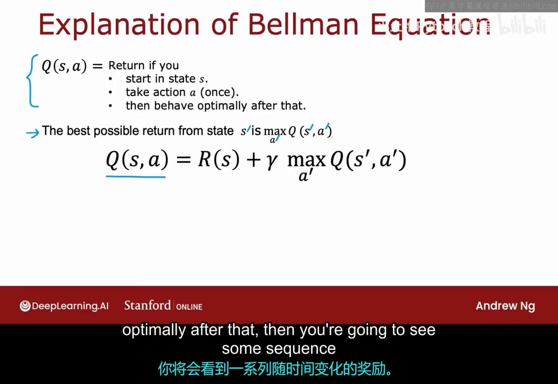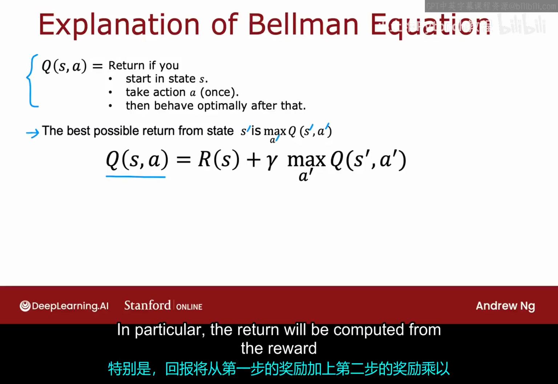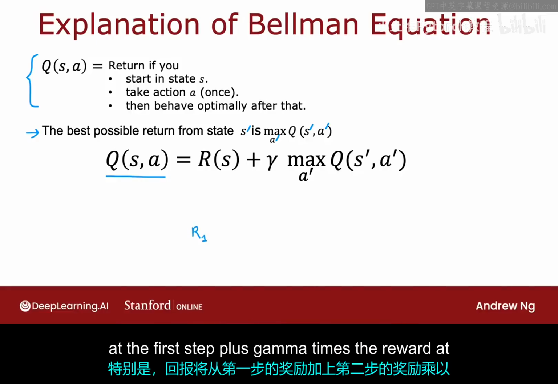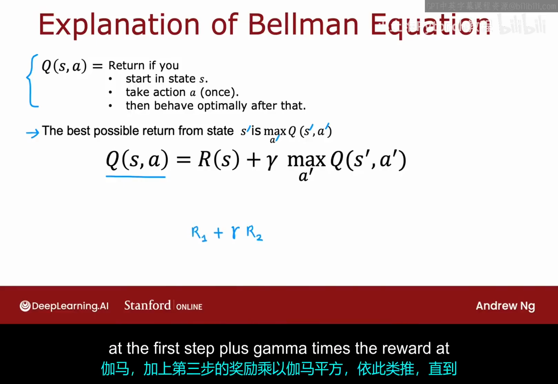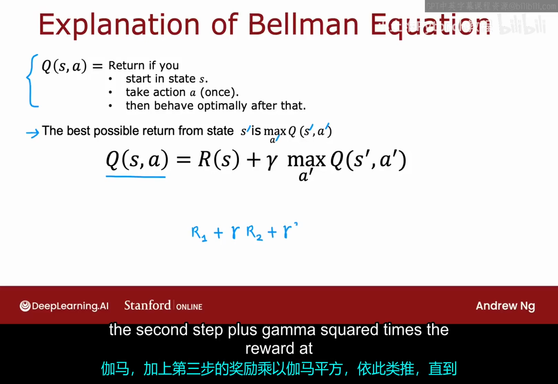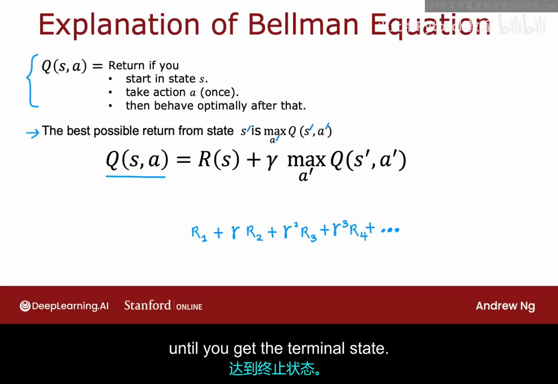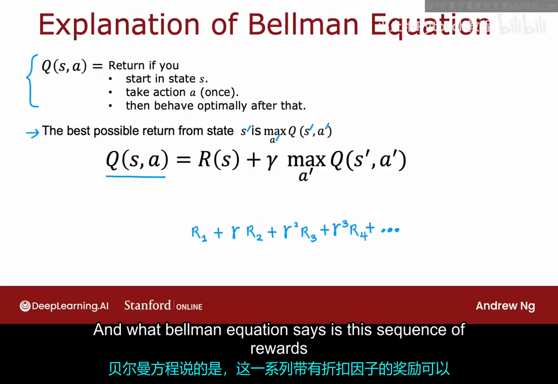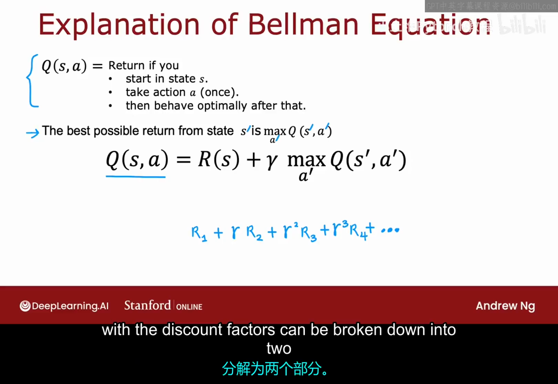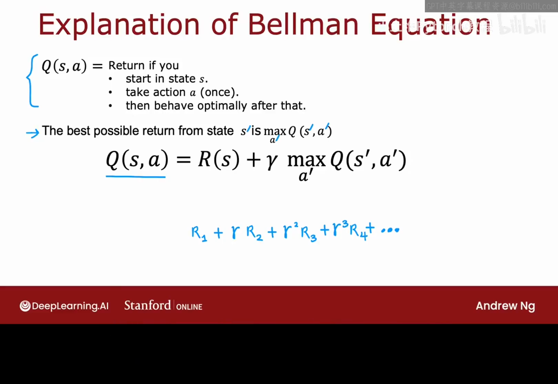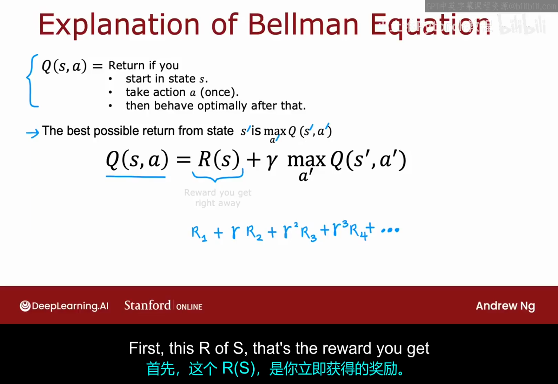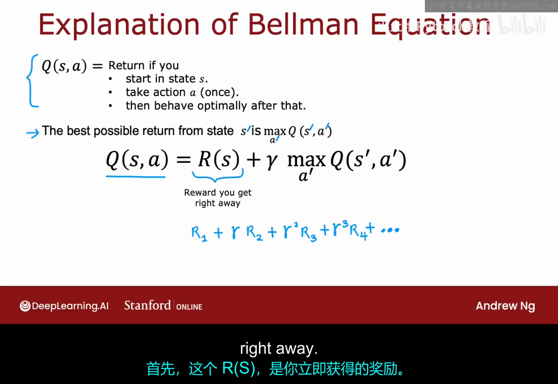and then act optimally after that, then you're going to see some sequence of rewards over time. In particular, the return will be computed from the reward at the first step plus gamma times the reward at the second step plus gamma squared times the reward at the third step, and so on, until you get to terminal state. And what the Bellman equation says is this sequence of rewards with the discount factors can be broken down into two components. First, this R of S, that's the reward you get right away.